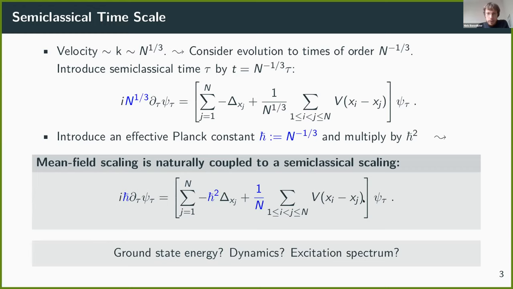I mean, of course, mathematically it's a triviality, multiply by h bar squared or don't, but we like this form since we have this h bar, which really is not a Planck constant in function. So h bar equals n to the minus 1/3 going to zero is a semi-classical scaling coupled with this mean field scaling given by the 1/n here. So that's the equation we want to consider.